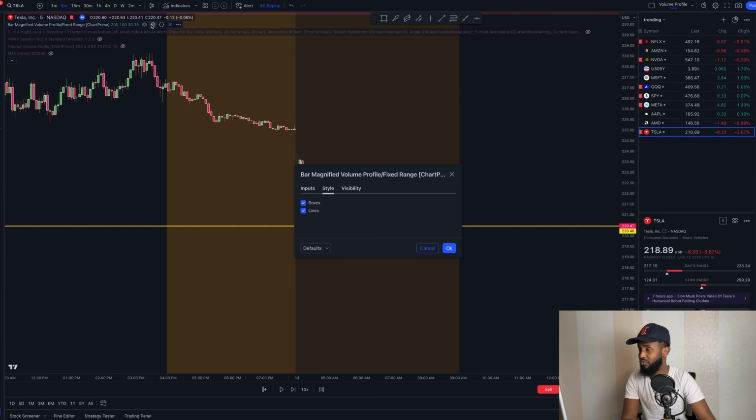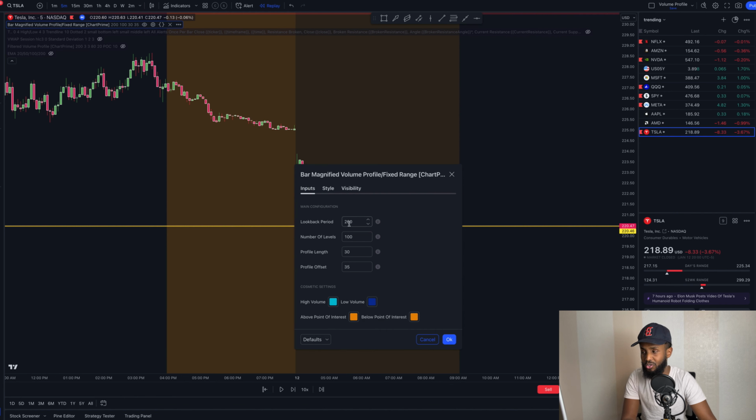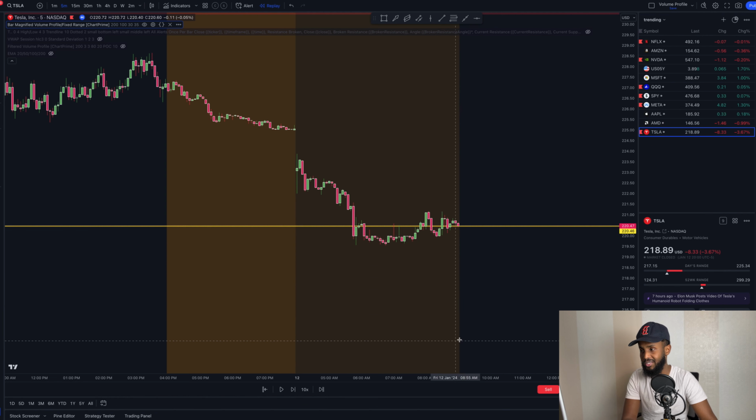The settings for the indicator that I like to have is to look back at 200 candles and for there to be 100 levels. So that is more than enough levels that we need, and that I don't even need that many. I usually only need like 4 or 5 to find support and resistance zones.